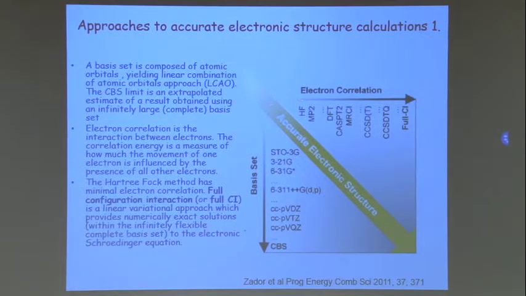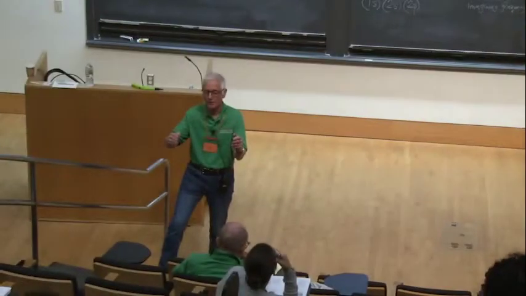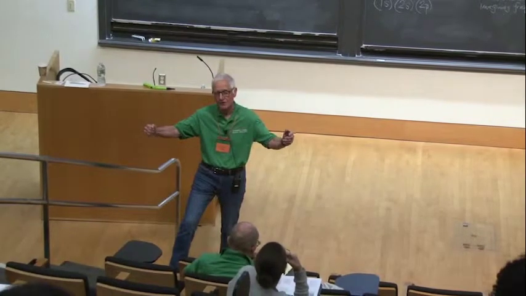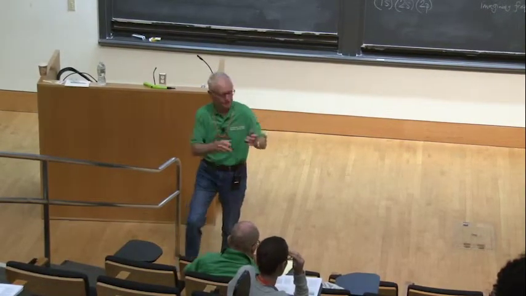The Hartree-Fock method, which is the least accurate and the oldest method, has minimal electron correlation. Full configuration interaction, or full CI, can be obtained using a variational approach. And so what you want to do is to move along in both these directions so you get a more and more accurate representation of the energy of the system for a particular geometry of the molecule. And then you change the geometry and you do the energy calculation again.